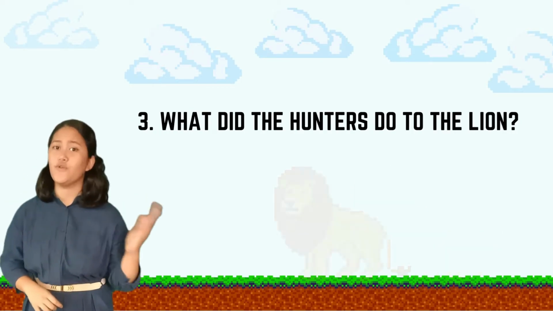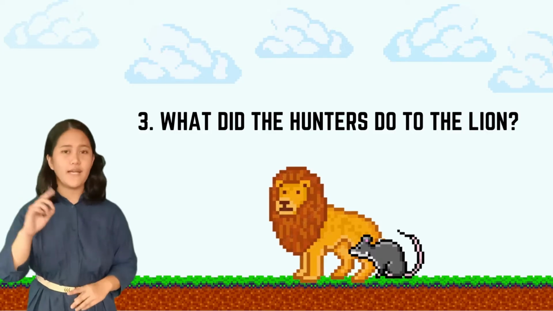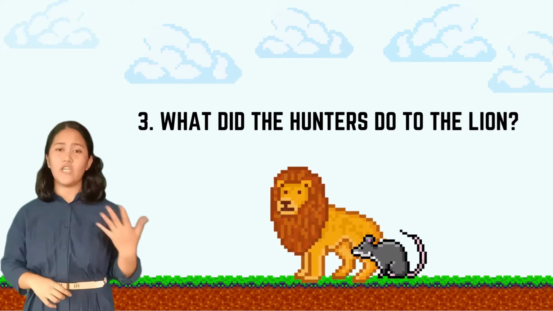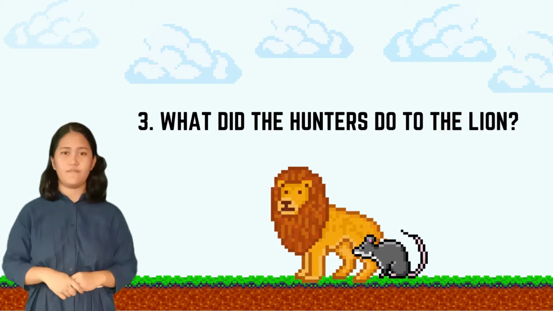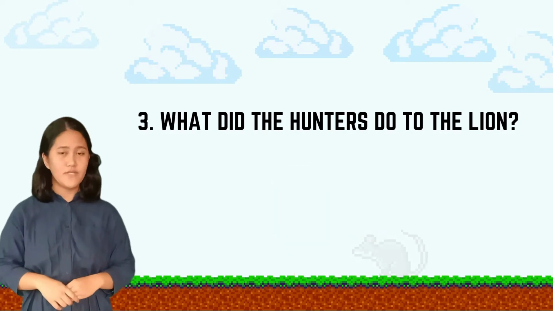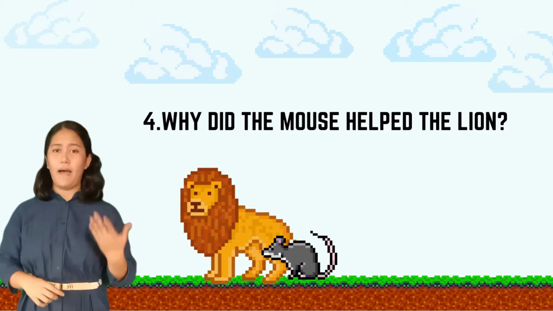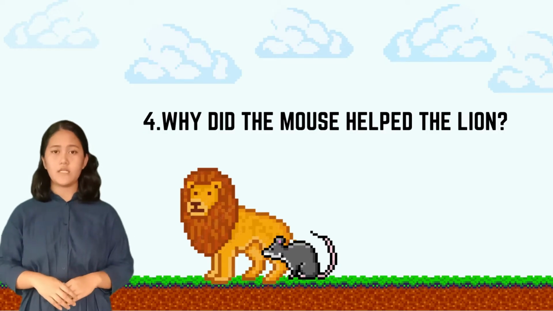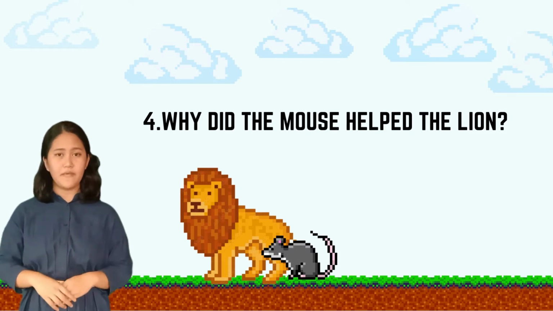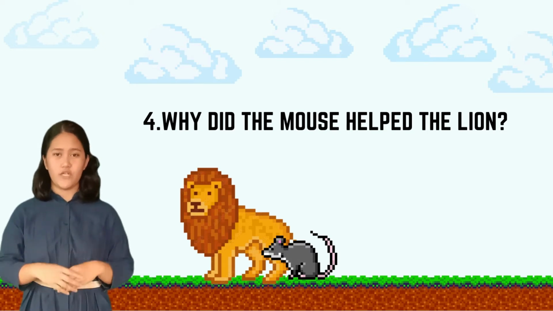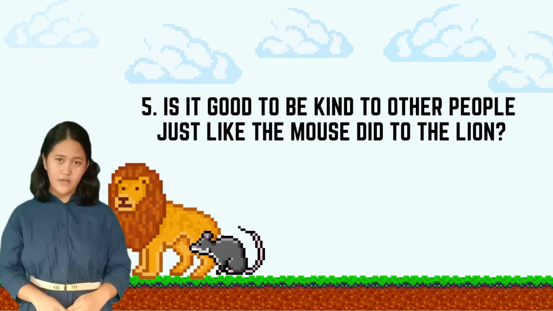What did the hunters do to the lion? Correct. They captured the lion and tied him to a tree to bring him to the zoo. Why did the mouse help the lion? Correct. The mouse helped the lion because the lion set him free and he promised to help him in the future. Is it good to be kind to other people just like the mouse did to the lion?